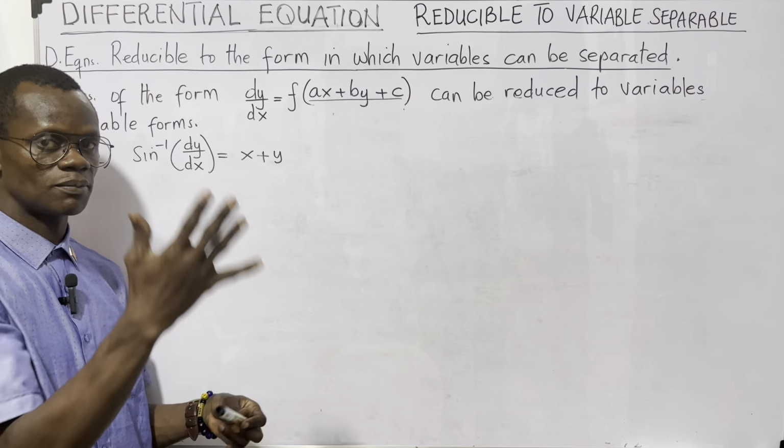So as such, we observe it in this form and bring in a substitution for x plus y. That is, we say let u equal x plus y. The objective is to ensure that at least we have a single variable on this side of the equation so that the problem can be reduced to separable form.